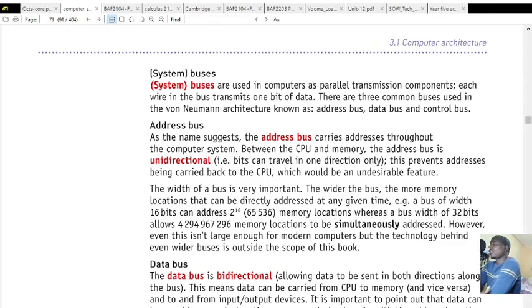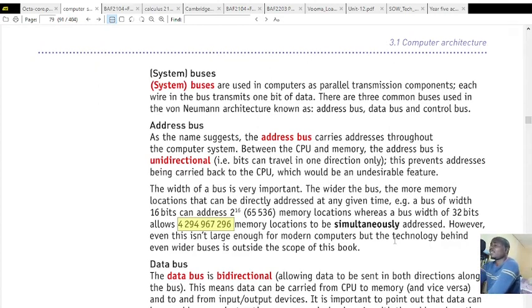If we have a 16-bit wide address, then it can only locate and fetch data or store data into this number of memory locations. But if you have a 32-bit address, then it can locate all these memory locations. So it means that you can also store more information in your computer system.